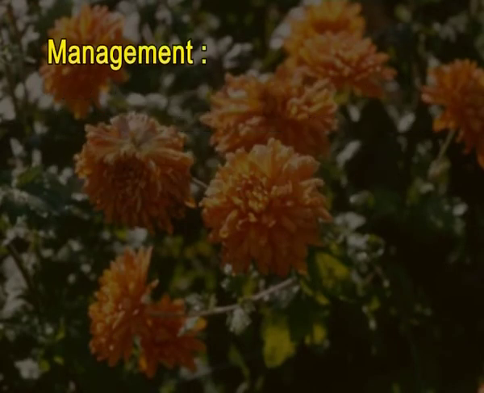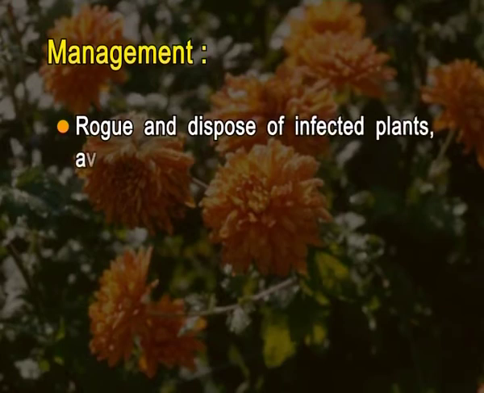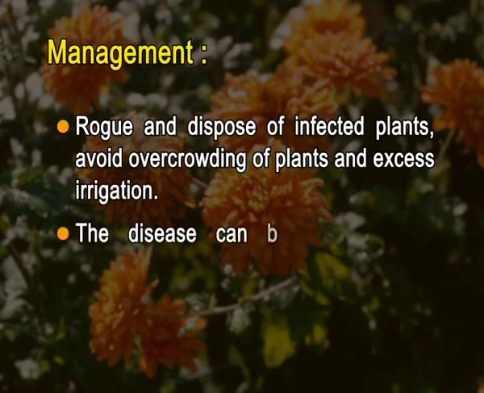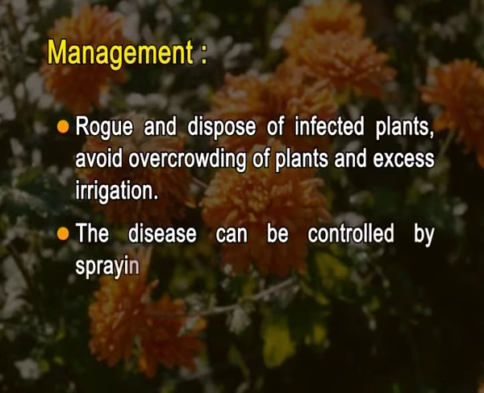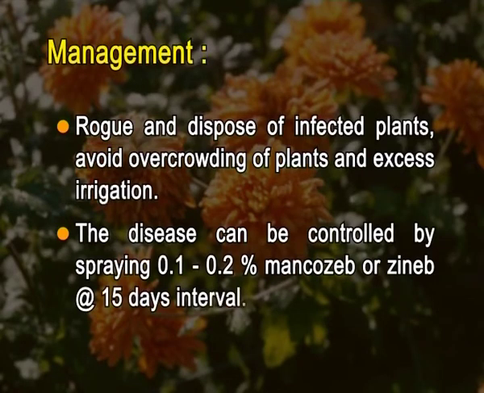Now let's see the management of the disease. Rogue and dispose of infected plants. Avoid overcrowding of plants and excess irrigation. The disease can be controlled by spraying 0.1 to 0.2% Mancozeb or Zineb at 15 day intervals.